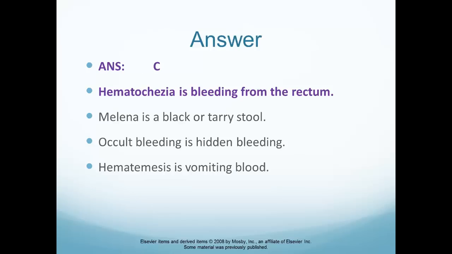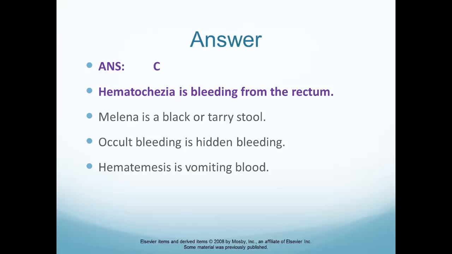If you answered letter C, you're correct. Hematochezia is bleeding from the rectum. Melena is that black or tarry stool, tarry being kind of a looser, more watery kind of stool that looks like tar. I mean, it actually comes out looking like tar. It's dark, almost black or black in nature, and it comes out very thick but loose. Occult bleeding is hidden, and hematemesis is vomiting blood.